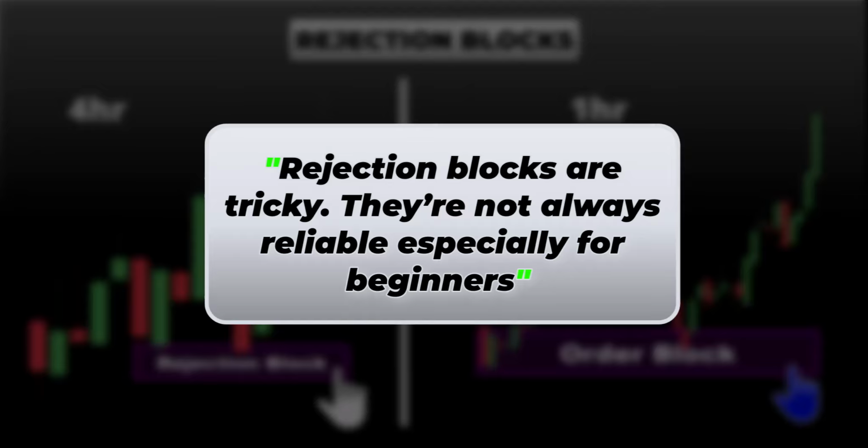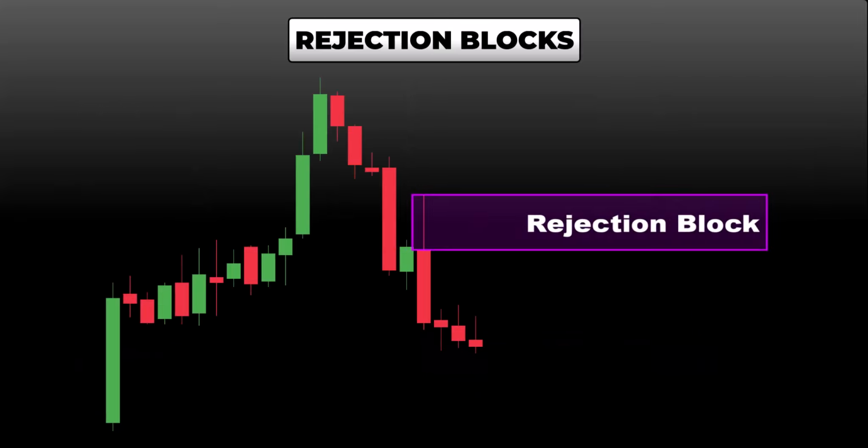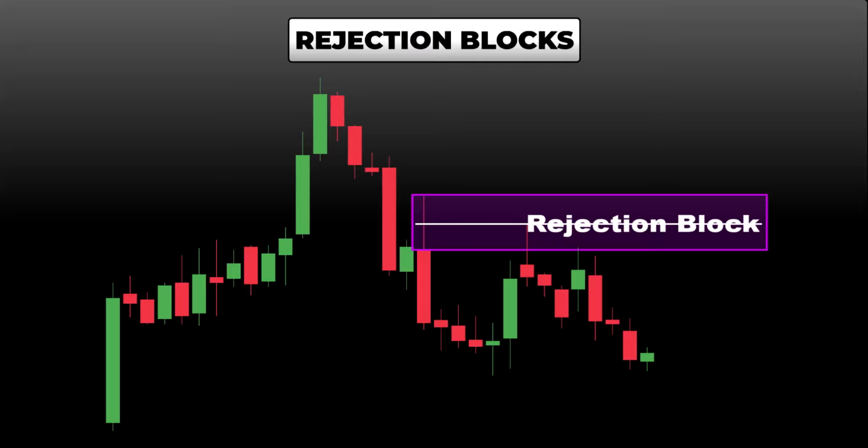They're not always reliable, especially for beginners. Sometimes price instead sweeps above and targets the high. Other times, a rejection block forms directly off a fair value gap, making it more valid. You will see the price return to the block, respect around 50% and then reject, but not every setup will play out. Treat rejection blocks as a useful tool, not a silver bullet.